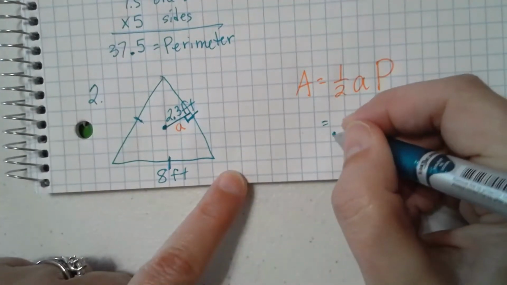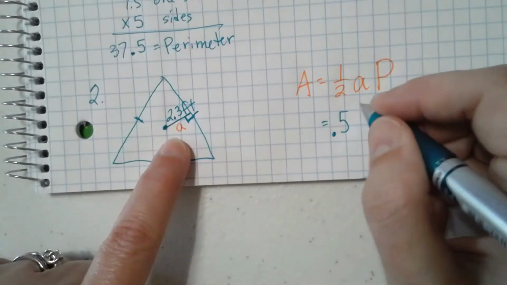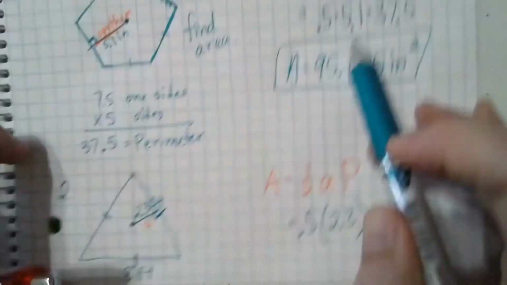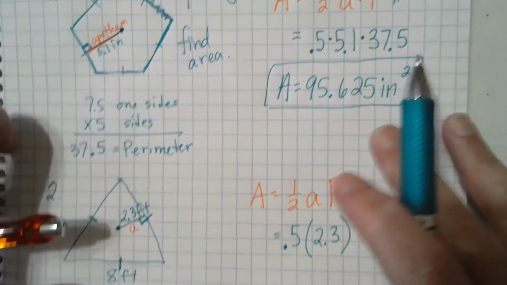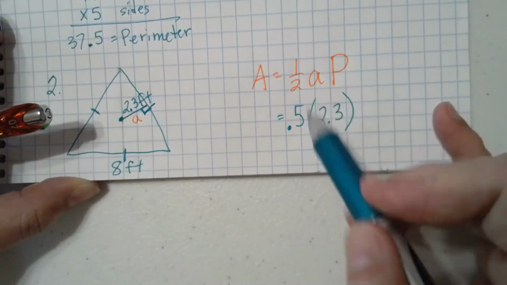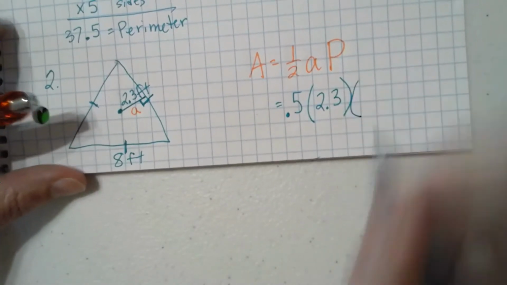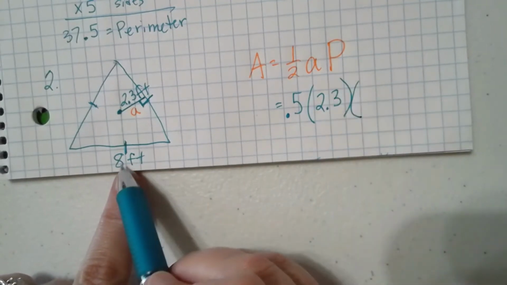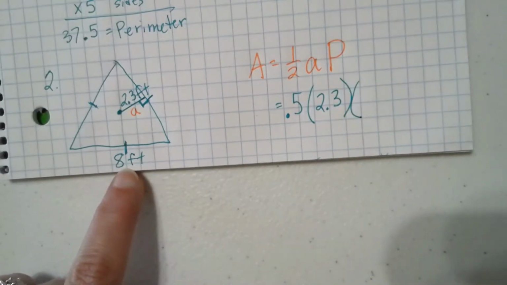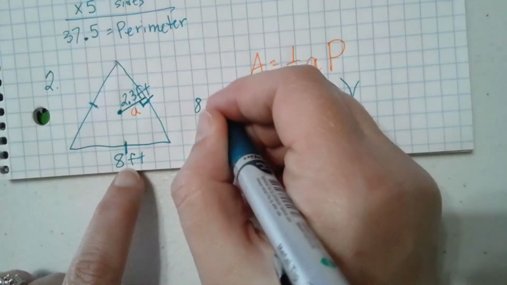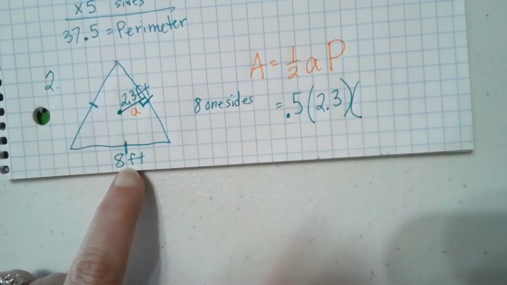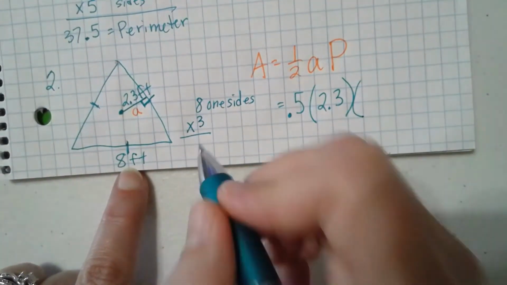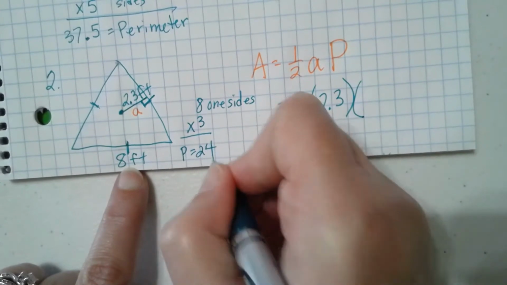So the 1/2 is 0.5. Little a is 2.3. If you want to put them in parentheses, if it gets to be too many, like this was a lot of dots and decimals and kind of gets confusing, put your individual numbers in parentheses to kind of keep that together. P stands for perimeter. Is this 8 the perimeter? No. 8 is one side. How many sides does our shape have? It's a triangle, so we have 3 sides. So the perimeter is going to be 24.